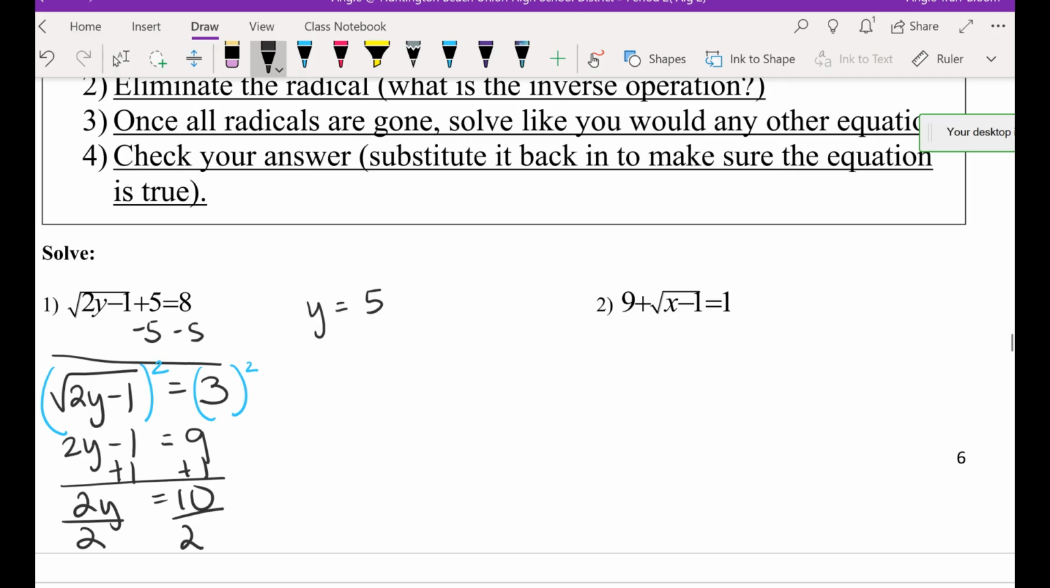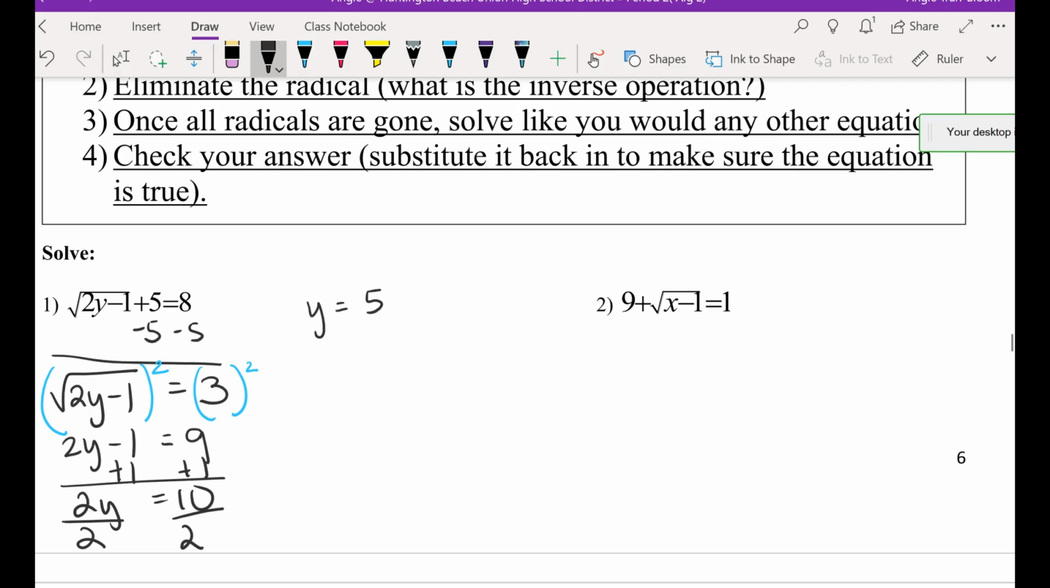Last step. We have to do what? Check. Mentally. Let's go. 5 times 2 is 10, minus 1. Square root of 9, plus 5. 8. Can I keep it? Great. Box it up.